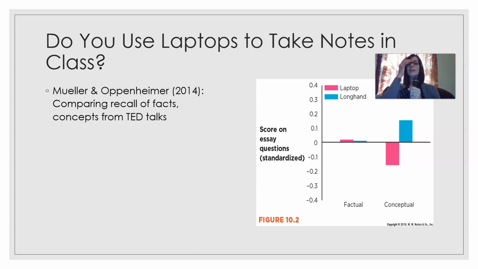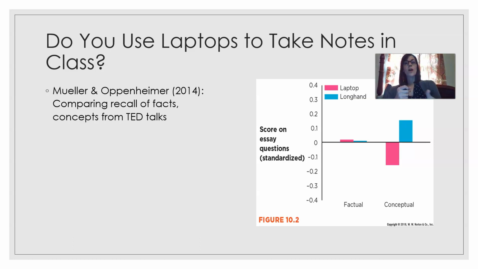This was a study by Mueller and Oppenheimer in 2014. What they basically had people do was, in a classroom, half of the students were randomly assigned to take notes on a laptop. The remaining students in the experiment were assigned to take notes using longhand, so either pen or pencil with paper.